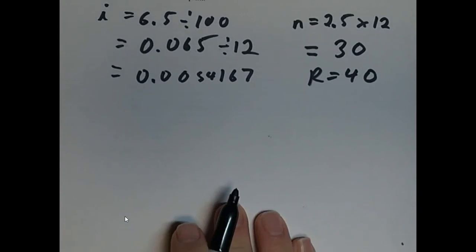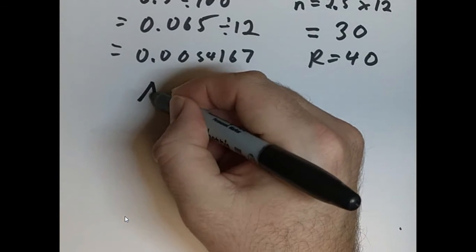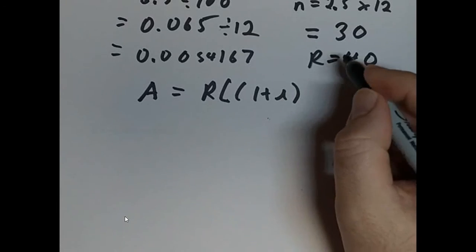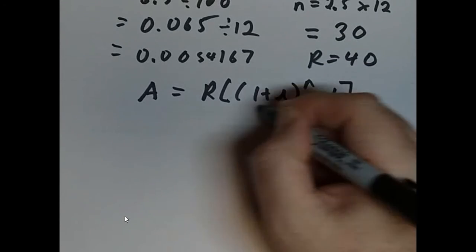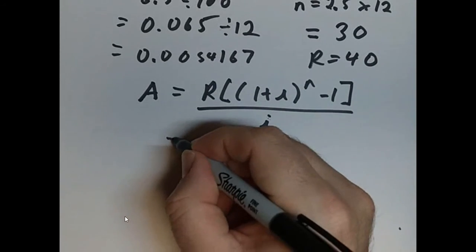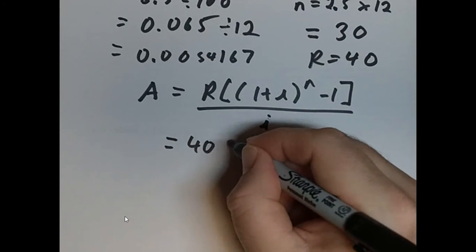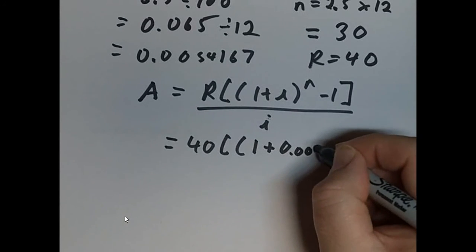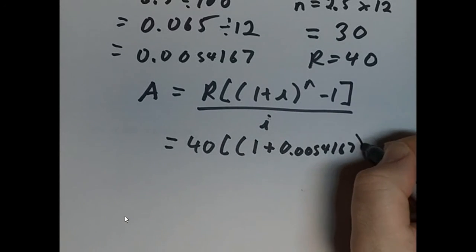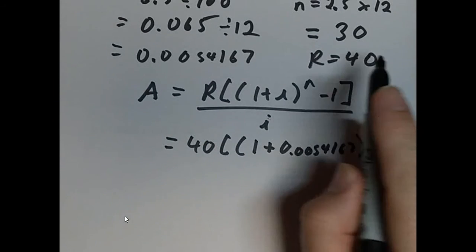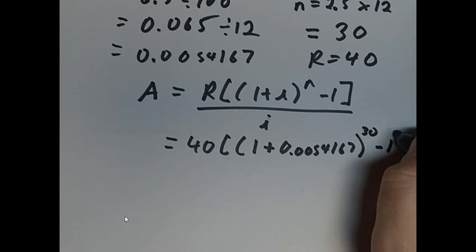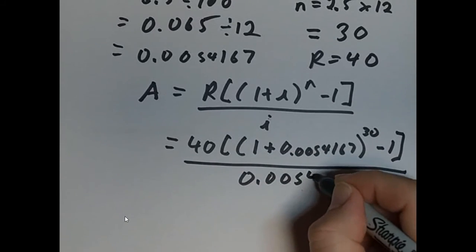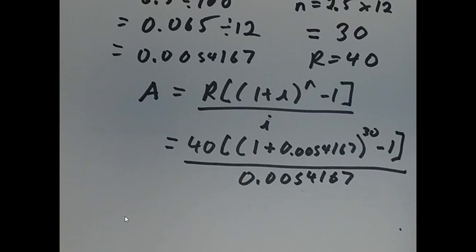Okay, let's see if she has enough money. Let's put it into that equation. A equals R, bracket, 1 plus I to the power of n minus 1. We put it all over I. So our regular payment is 40, and bracket 1 plus 0.0054167 to the power of 30 minus 1 all over 0.0054167. Let's get my calculator out.